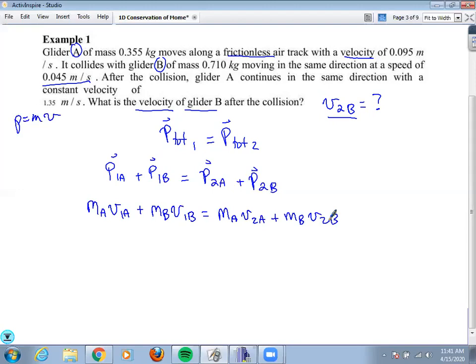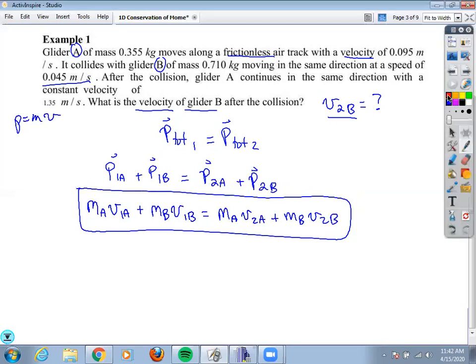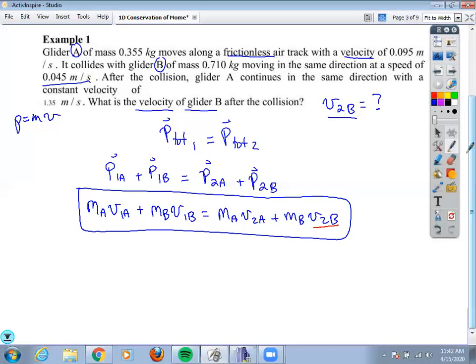So we just essentially plug and chug at this point, all right? If we have two objects in an elastic collision, this would be your go-to equation. I'll underline what our unknown is. Our unknown is the final velocity of glider B. We know mA, we know mB, we know the initial v of A, the initial v of B, and we know the final v of A. So we're just essentially solving for the final velocity of B. So we can plug and chug.